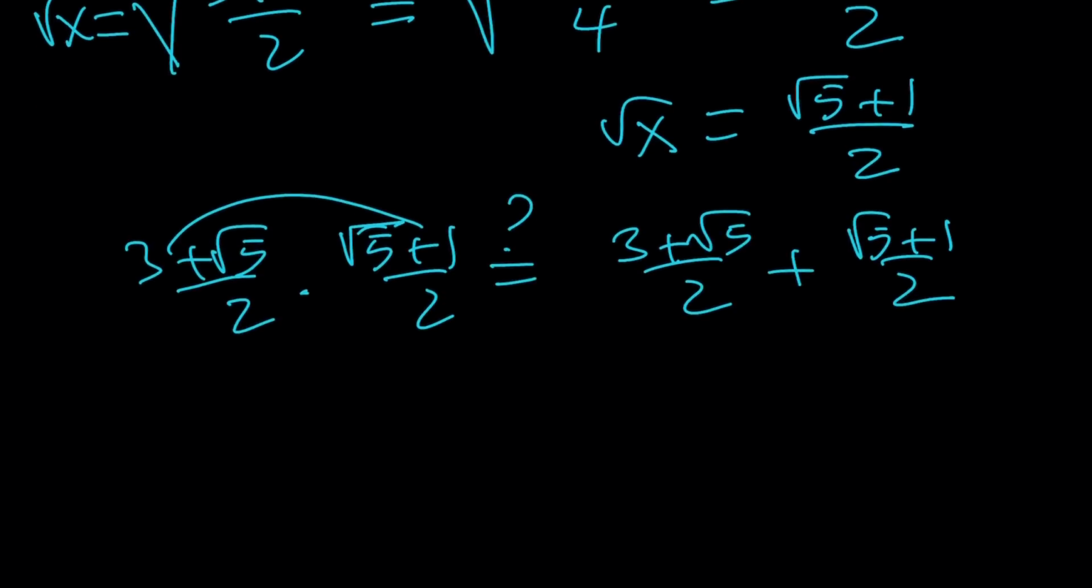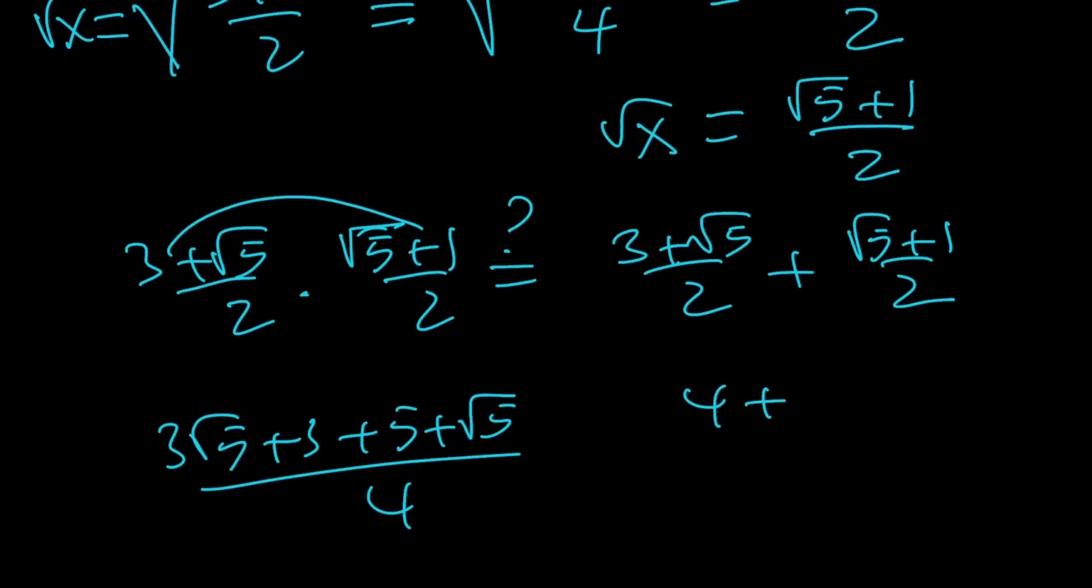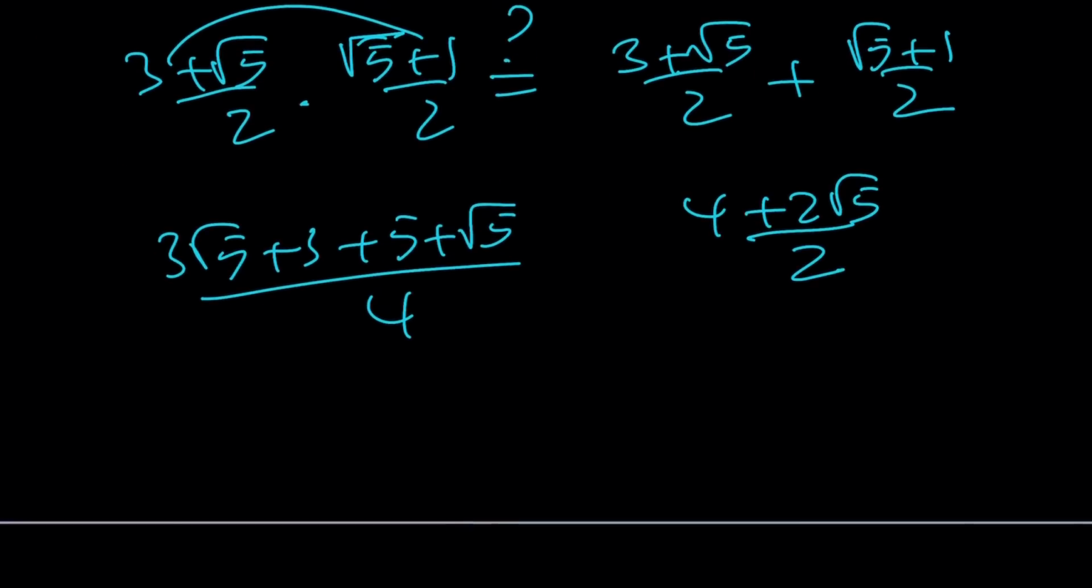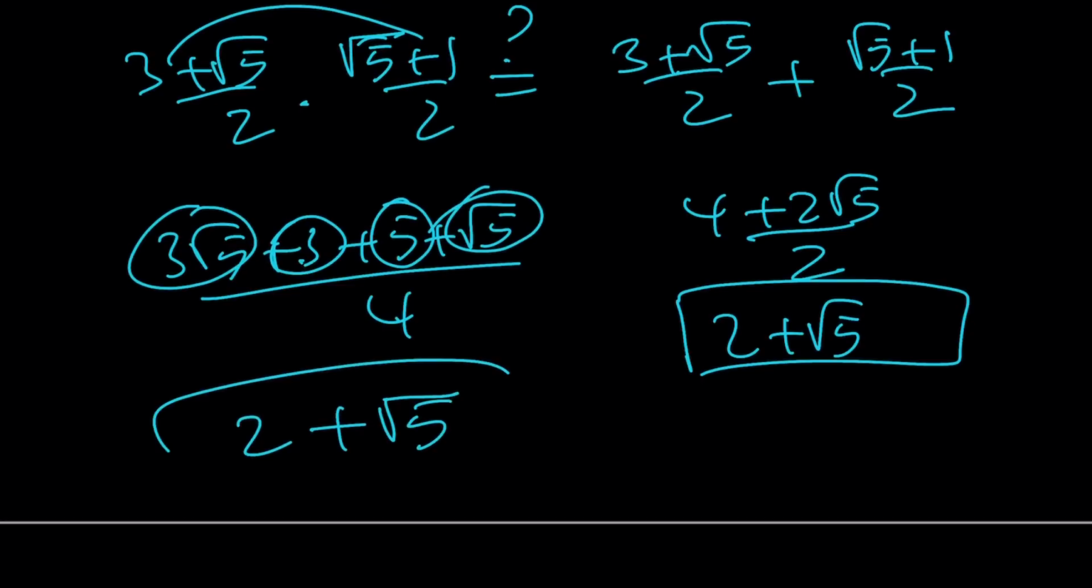If you distribute, you get 3 root 5 plus 3 plus 5 plus root 5 divided by 4. And on the right hand side, you get 4 plus 2 root 5 over 2. Let's go ahead and simplify the left hand side, and if it matches the right hand side, this is 8, right? Oh, by the way, this can be written as 2 plus root 5. We can simplify it. And this one is 8 divided by 4, which is 2. 4 root 5 divided by 4 is root 5, and yes, they are equal. So that checks. What about 3 minus root 5?